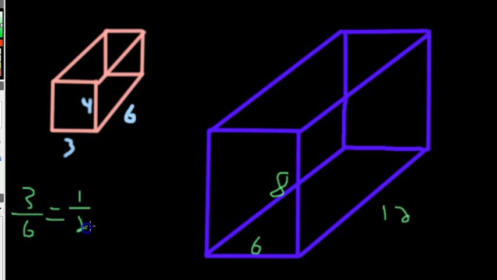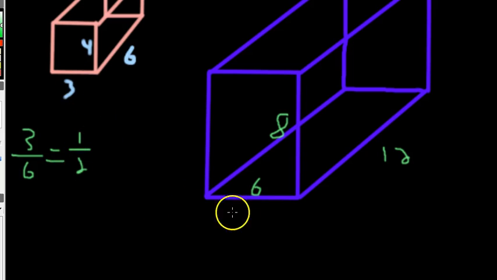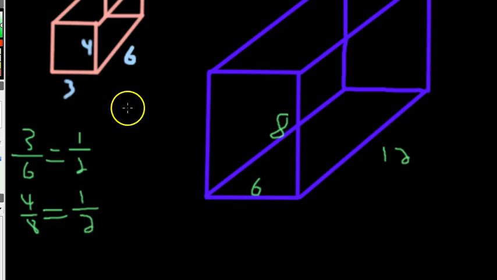Sorry, my notepad is still messed up, so I'm just using the mouse and it's not working great, but so 3 over 6, and then you do 4 and 8, which the ratio between those sides is also 1/2. And then the last one is 6 over 12, which as you can see is also going to be 1/2. So since the ratio of the corresponding sides are all 1/2, then these are similar rectangular prisms.